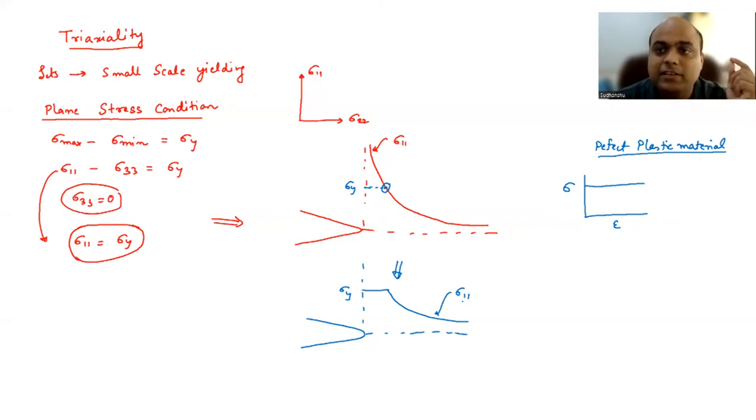Okay. If there is strain hardening, then obviously it is going to be higher than sigma y. Your curve is going to have some slope like this. It is not going to be perfectly plastic, so it is not going to be horizontal, right? But for this one, we will assume a perfectly plastic material, and the variation of sigma y is going to be something like this. So this is your plane stress condition where the minimum stress is zero. Okay, now let's talk about the plane strain condition.